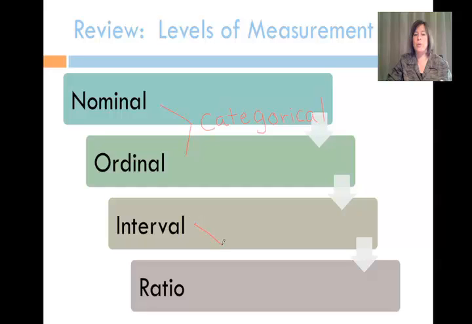Interval and ratio levels of measurement are numerical. The values for the variable are numbers, they're quantitative, whereas the values in nominal and ordinal are things like names. They drive what analyses we can use, and they drive the descriptive statistics that we can use as well.